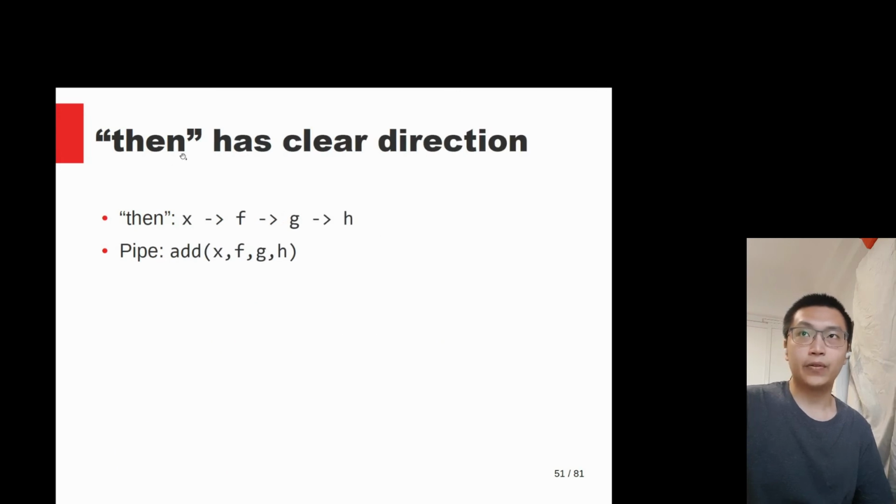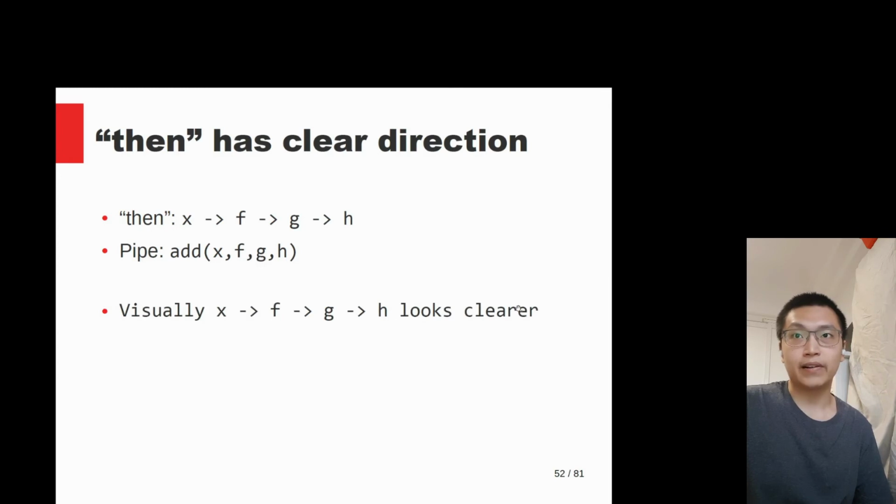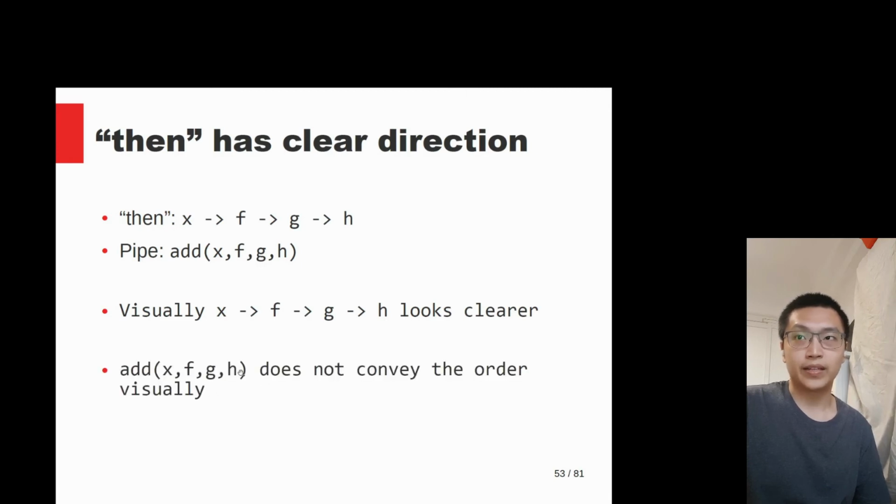And also the then notation has a clear direction, where you can take a look at this then notation and the pipe notation. Visually, this looks clearer. You have a clear direction from the left to the right hand side. Whereas this notation over here does not convey whether you want to go from the left to the right or right to the left. There's no visual information that tells you to go from which step to which step. So these are advantages of the then notation.